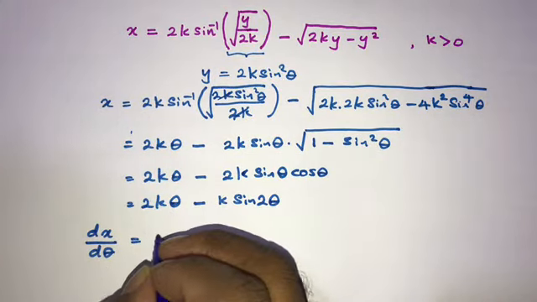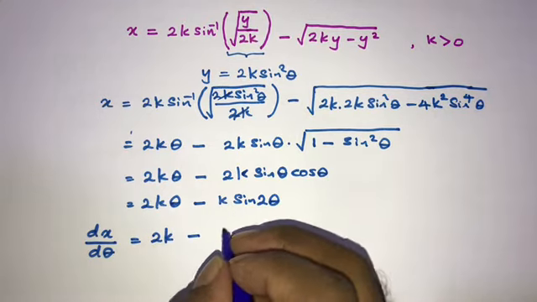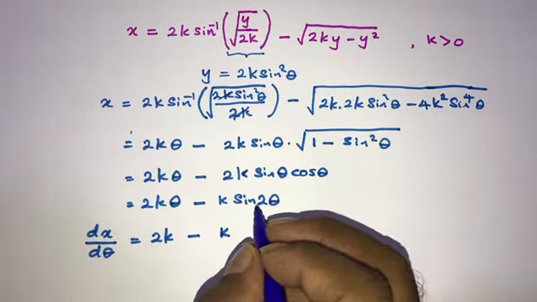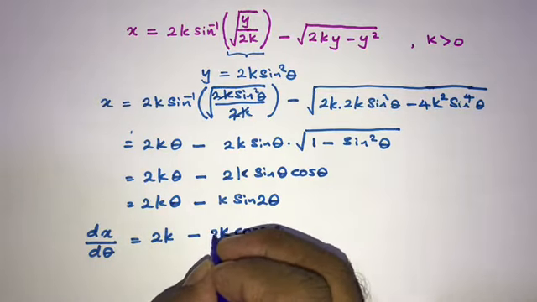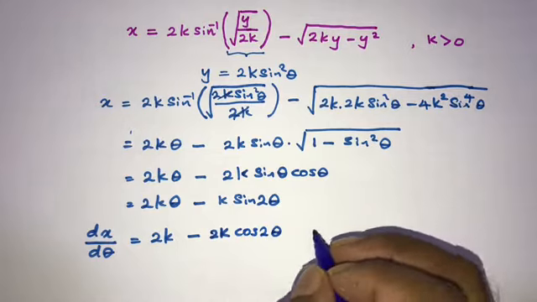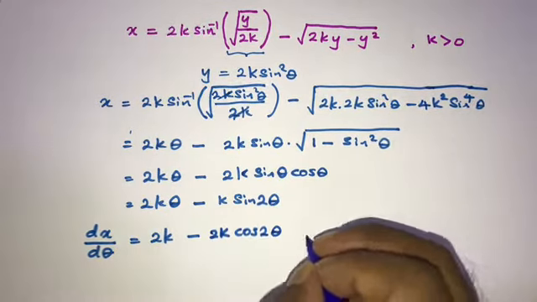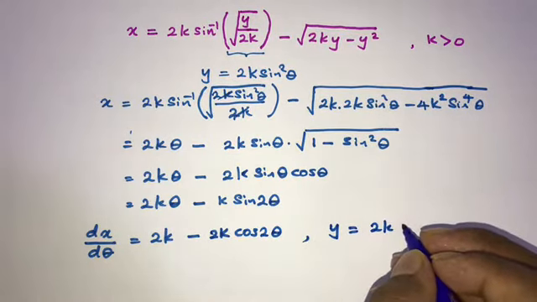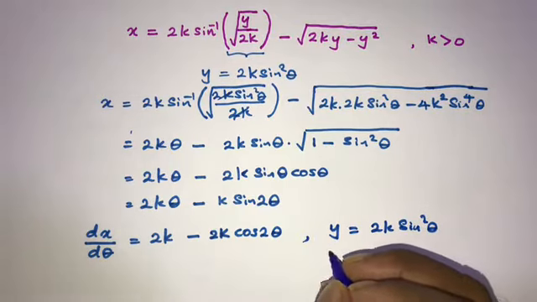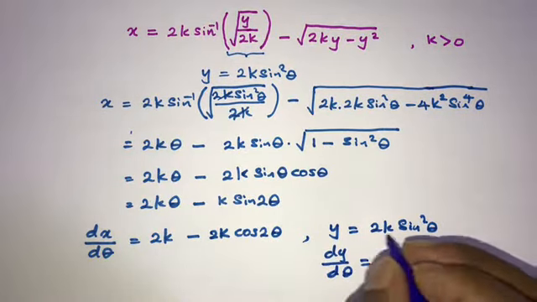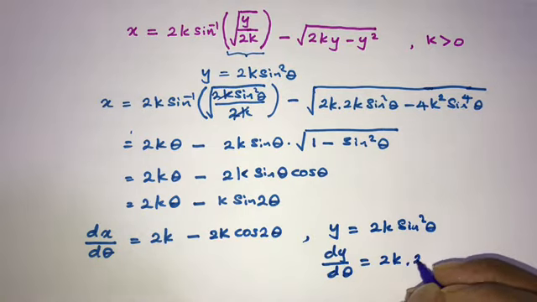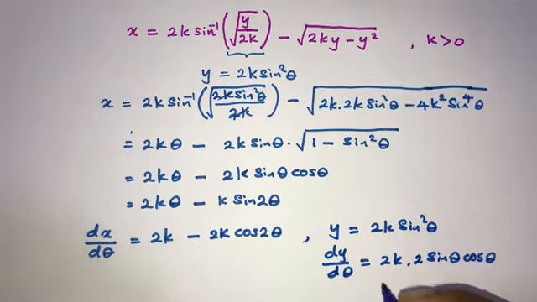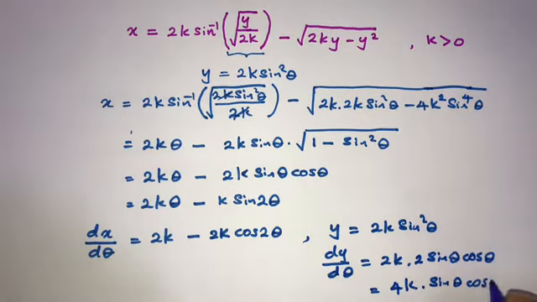Okay, now we can find dx by d theta. So this is equal to 2 times k minus, and here k, derivative of sine of 2 theta is equal to cosine of 2 theta times 2, so 2k times cosine of 2 theta, and we know y is equal to 2k times sine square of theta, so dy by d theta is equal to, now 2 times k sine square of theta, derivative of sine square of theta, 2 times sine of theta cosine of theta, so this is equal to 4 times k sine of theta cosine of theta.